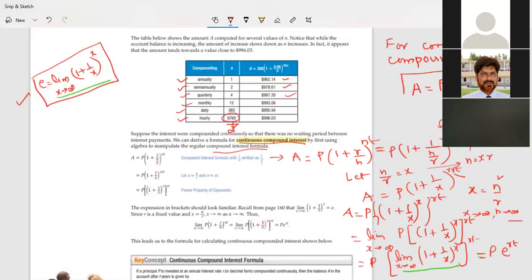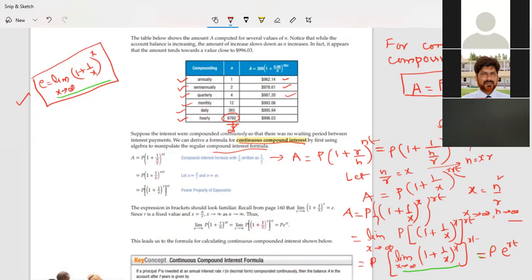As of now, we have seen three formulas. The first formula is A is equal to P into 1 plus R to the power T. The second is 1 plus R upon N raised to power NT. And this is the third one. The first one was for compounding annually. The second was for semi-annually, quarterly, monthly, daily, hourly.